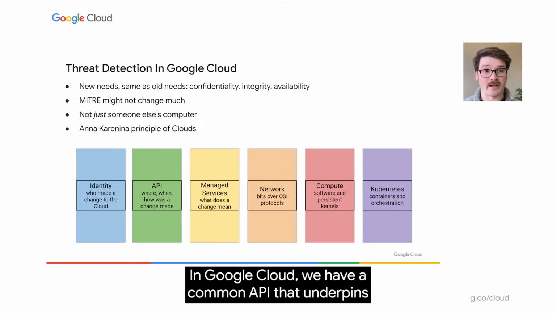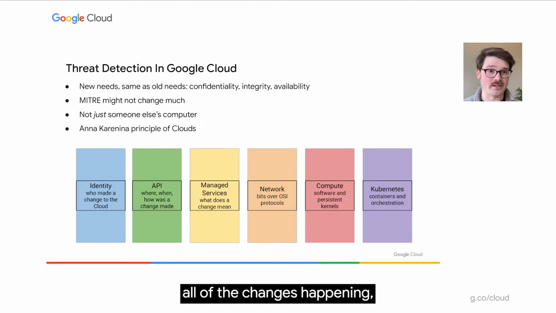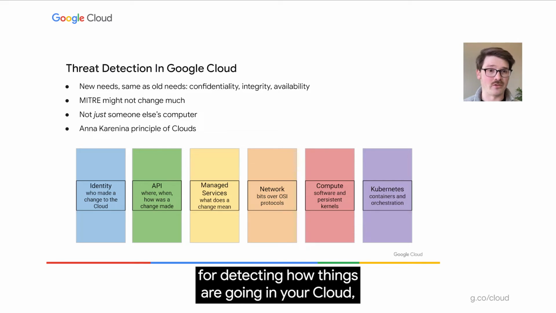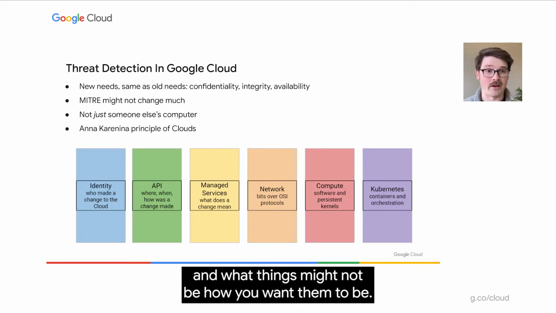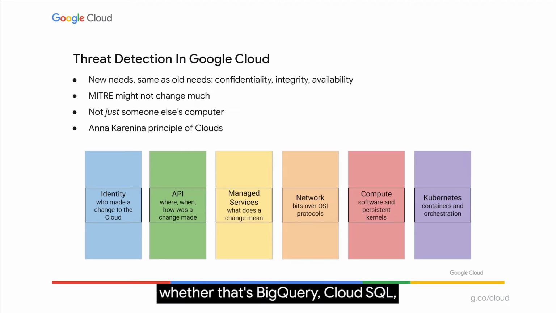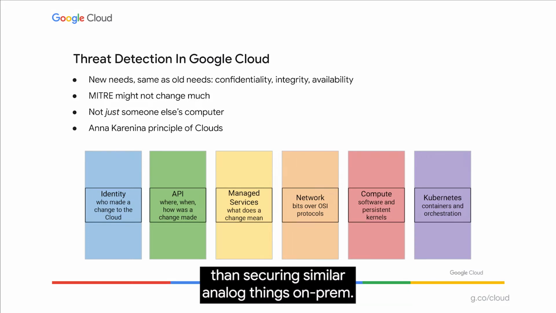In Google Cloud, we have a common API that underpins all of the changes happening, and instrumenting that API gives us a unique and powerful lens for detecting how things are going in your cloud and what things might not be how you want them to be. In addition to all that, there are the managed services that we make available, whether that's BigQuery, Cloud SQL, the AI products, the cloud functions. There's a lot of things going on in cloud where we really can't point to it and say, that's just a computer. It's something completely different. And securing it needs a different model than securing similar analog things on-prem.